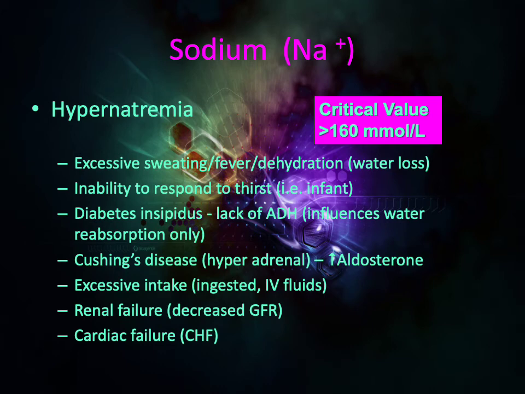Cushing's disease, or hyperadrenal glands, which causes increased aldosterone production. Excessive intake, ingested and from IV fluids. Renal failure, resulting in a decreased GFR. And cardiac failure, such as congestive heart failure.